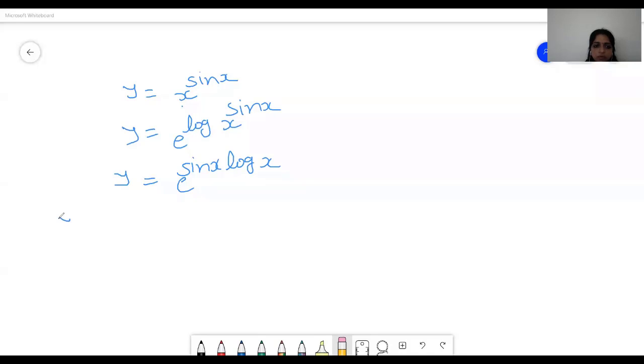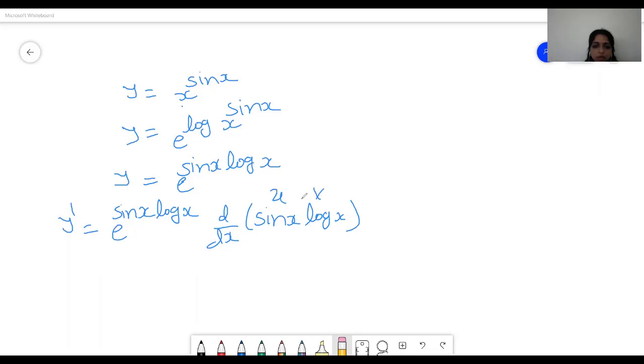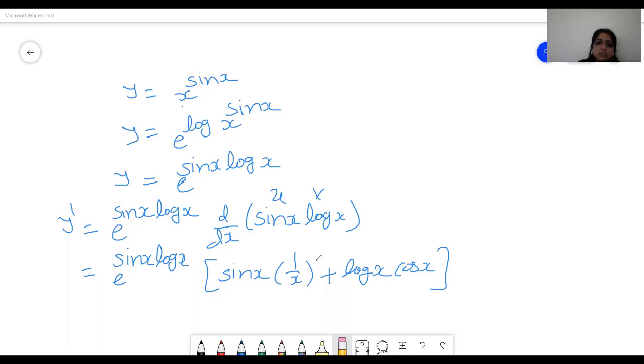Now we are doing the derivative. As this is the exponential function, the first derivative is same, that is e raised to sin x log x. Now apply the chain rule, that is d by dx of sin x into log x. Now here we are going to apply the u dot v rule, multiplication rule, right? So e raised to sin x log x. Here, by applying the multiplication rule, sin x, keep it the same. The derivative of log x is 1 by x, plus log x, keep it same. The derivative of sin x is cos x. Okay, so this is the answer of the example.